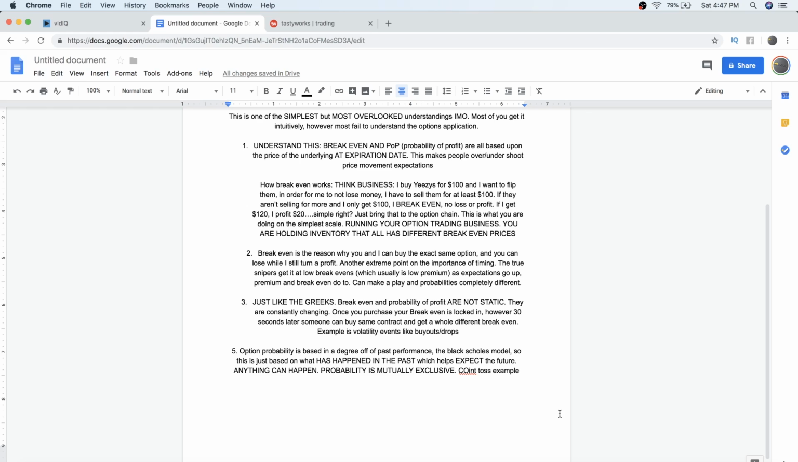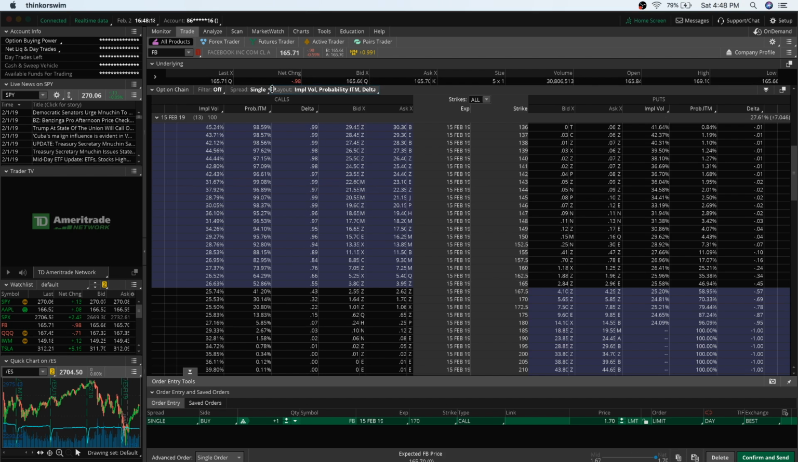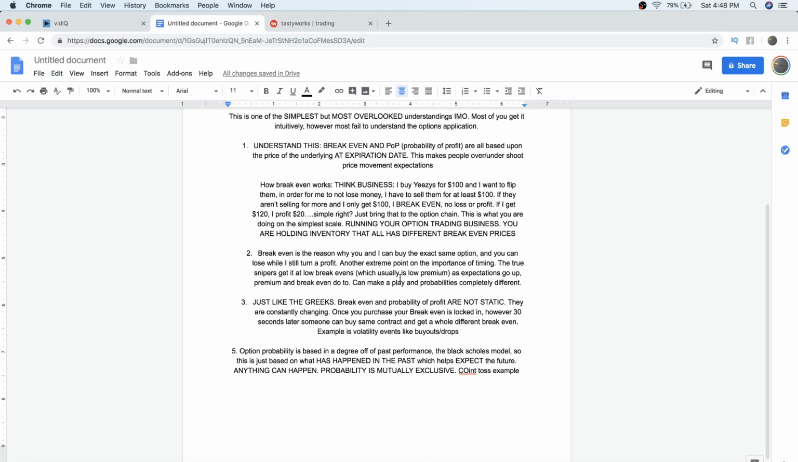So I could have the same Amazon option with a 30-cent break even, and you could be paying 300 for that same one, because now it changes, right? So it can make a play, and the probabilities are literally completely different, and they could always be changing. And that's now the Greeks, just like delta, theta, vega, all that stuff.